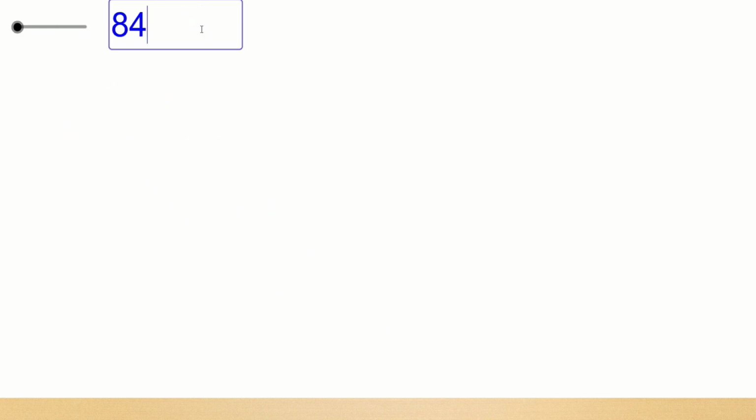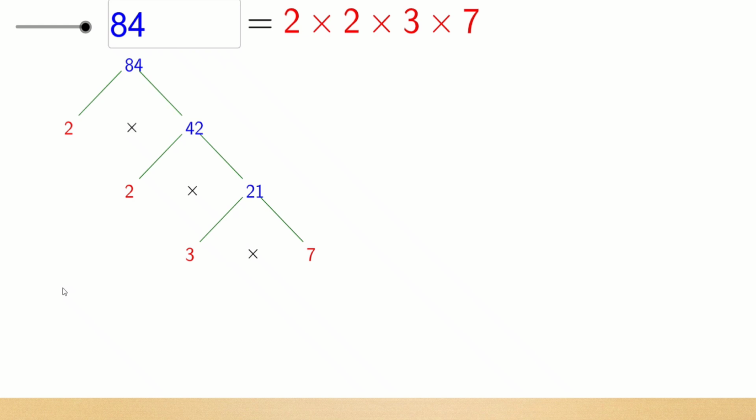One more example, let us take 84, an even number. Let us start with 2, which gives 42, again an even number, then 21, starting with 3. So 2 into 2 into 3 into 7 is its prime factorization.